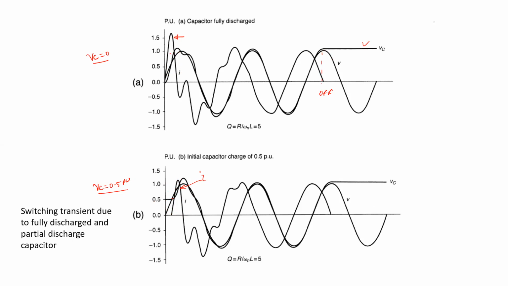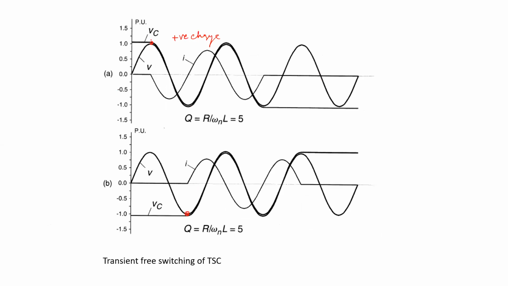operation, or transient free switching of the thyristor capacitor, is possible at either of these points where we can start turning on the thyristor. It may be this one, or it may be this one. So the switching of the capacitor may be a complete half cycle or a full cycle.